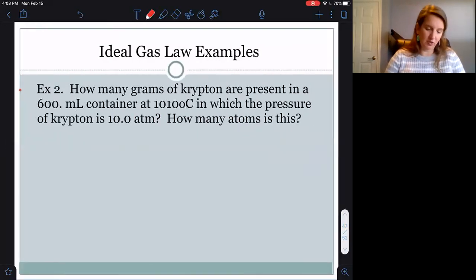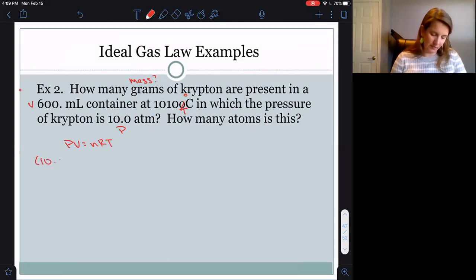How many grams of krypton, so we're looking for the mass, are present in a 600 milliliter volume container at 0 degrees temperature, in which the pressure is 10 atmospheres, and then how many atoms. So again, we only have one of each value, so we're going to use PV equals nRT. We have our pressure, which is 10 atmospheres, and that's the unit that we want it in.